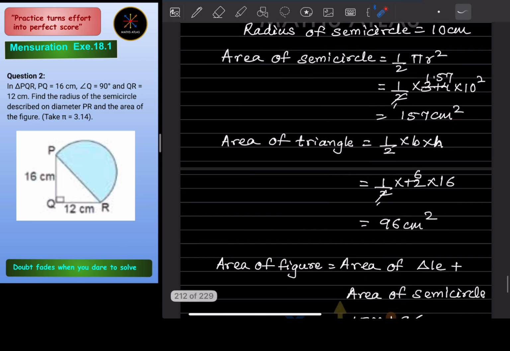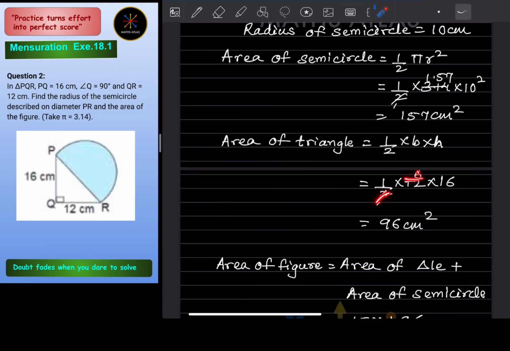Then we'll take the area of the triangle. Now the area of the triangle is half into B into H. This is again the formula given. B is going to be the base. This base is given as 12 and the height, this part, is going to be 16. So half into B into H means half into 12 into 16.